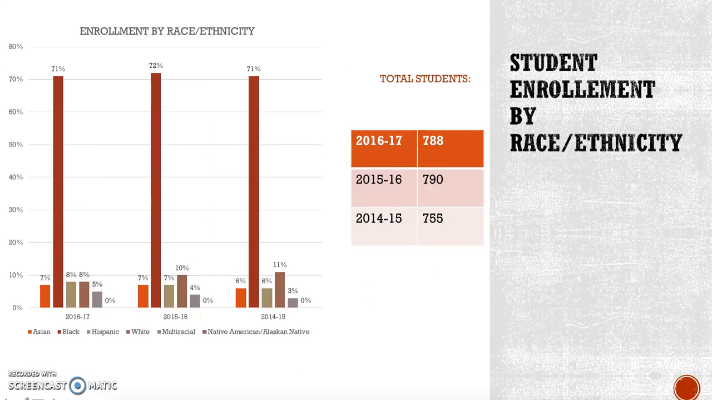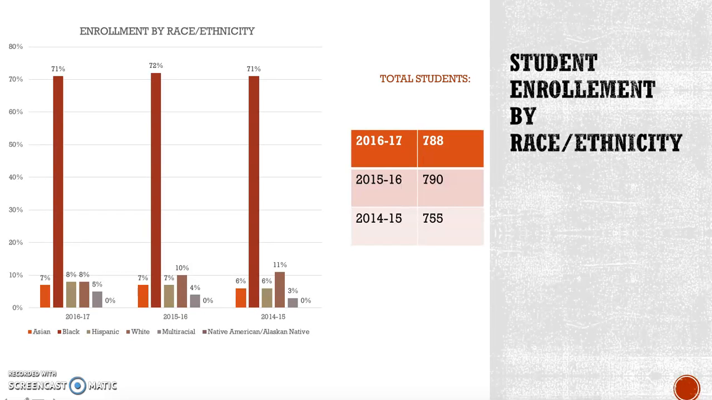As we look at enrollment by race and ethnicity, we see there is a large population of Black students. They make up 71% of the student population, with the other population of the students being Asian, which make up roughly 7% of the population, and there is no increase of their population. They've pretty much remained the same over the course of the 3 years.